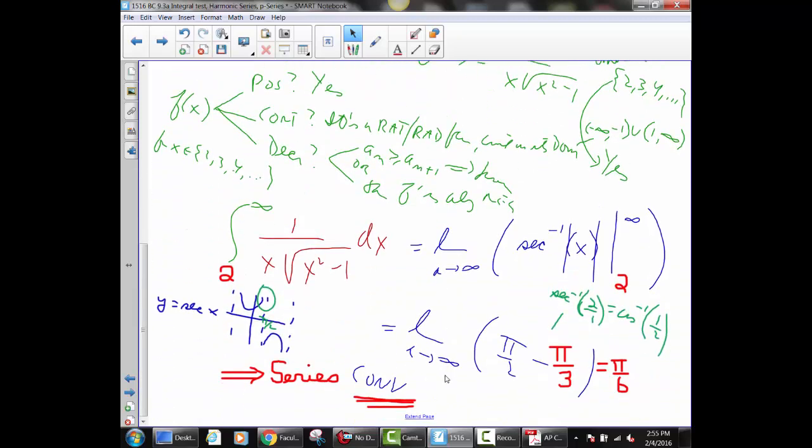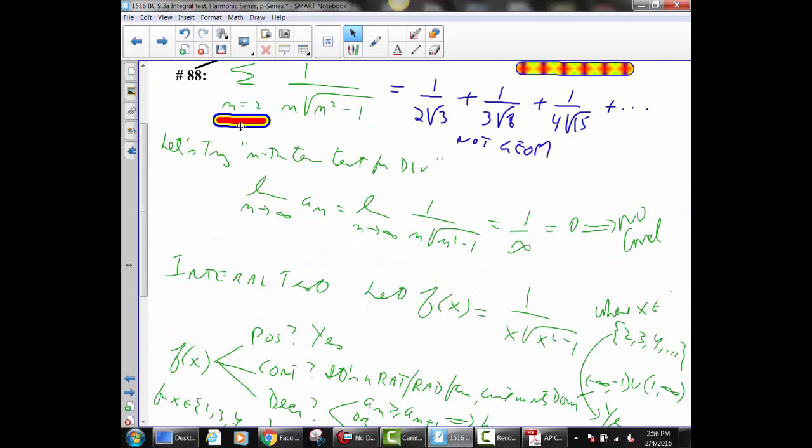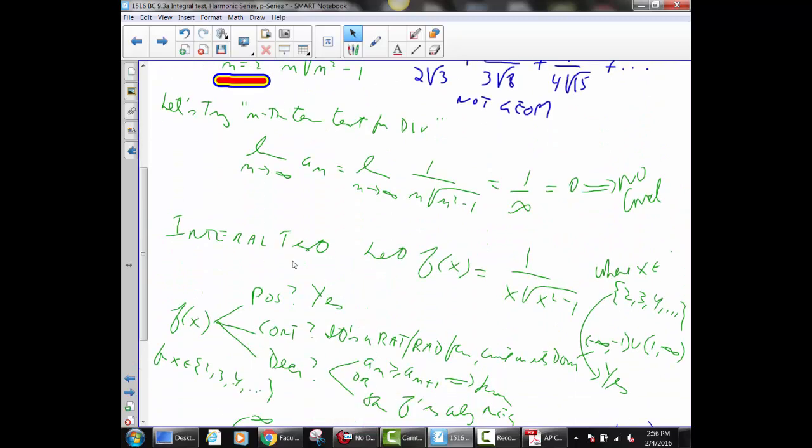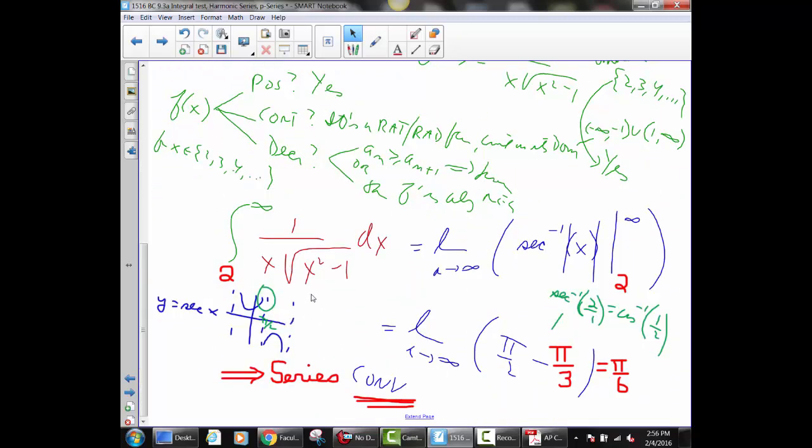Okay? All right, so we're going to assume that all this works out perfectly, and therefore we can use the integral test. So we're going to do the integral from 2 to infinity. It's very important that it starts at exactly that number right there. So it's 2 to infinity of the corresponding function 1 over x square root of x squared minus 1 dx.